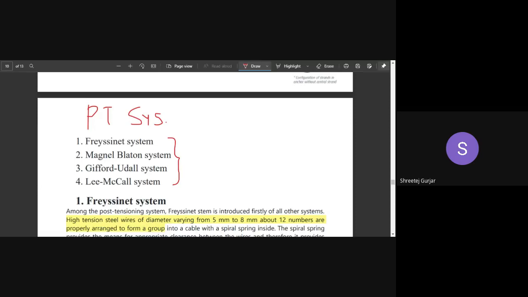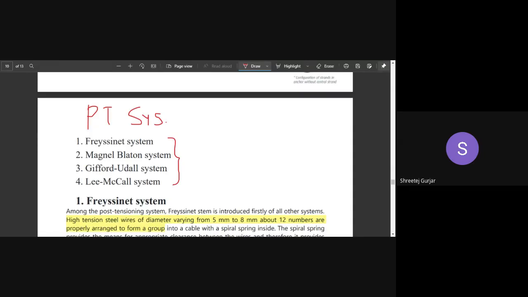If others have any kind of doubt, you can ask. You can type in chat, or you can just unmute and ask. If not, we will move on to the next topic, which is properties of your concrete. Okay, so I think all of these four systems are clear to you.